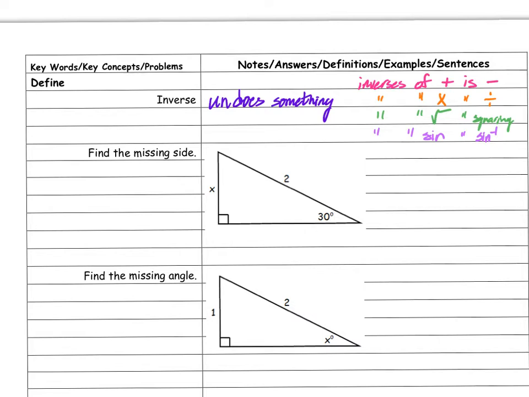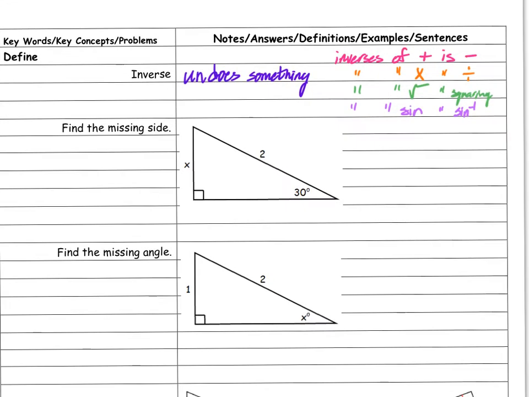Okay, so the first one just says find the missing side, okay? So I'm going to mark my angle, which is this angle, just like we just got done doing. I'm going to mark the two sides that are given to me. So they've given me the side opposite and the hypotenuse, okay? So that means it's sine. So I have sine of 30 equals x over 2.